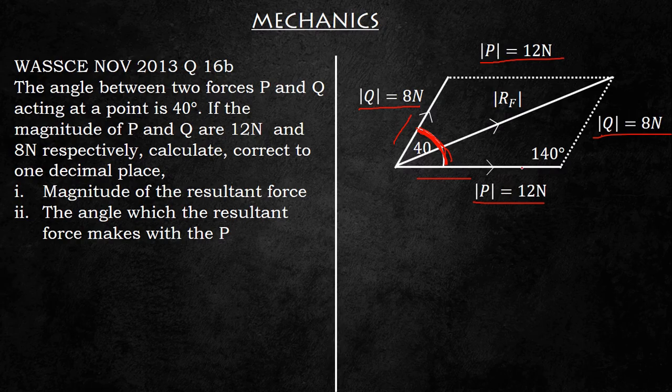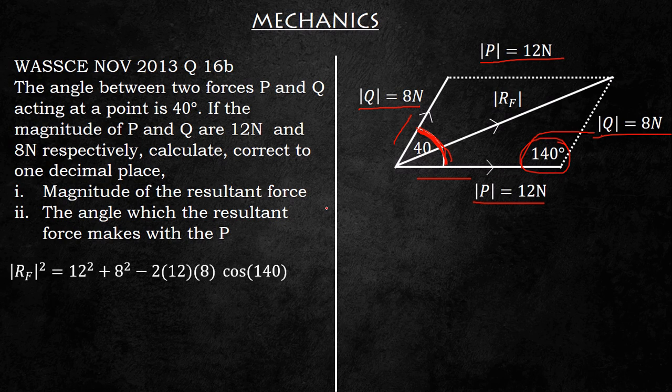Then the angle over here is going to be, remember, 180 minus theta. In here our theta is equal to 40, so it is going to be 180 minus 40, that is going to give me 140. So from here we are going to use the cosine rule to solve for the magnitude of the resultant force. The resultant force squared is equal to force 1 squared plus force 2 squared minus 2 times force 1 times force 2 times the cos of 140.